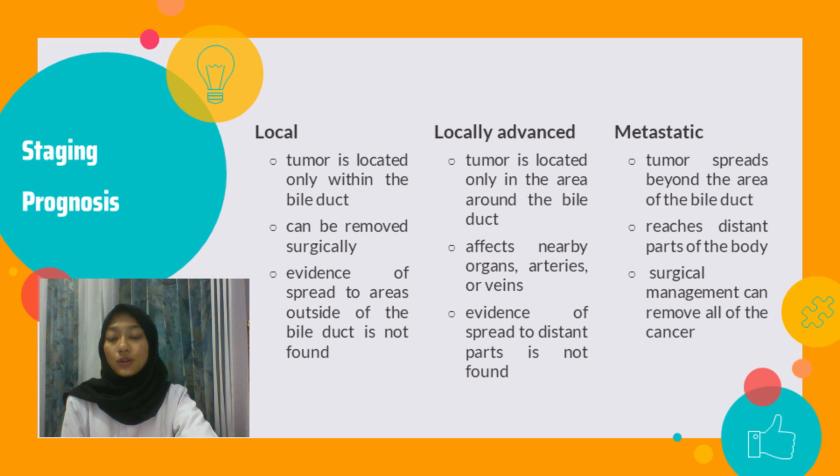Principally, it is made based on tumor location and spreading, with the prognosis as follows. The first one is local stage, which means the tumor is located only within the bile duct and can be removed surgically. Evidence of spread to areas outside the bile duct is not found. The second one is locally advanced stage, which means the tumor is located only in the area around the bile duct. However, it affects nearby organs, arteries, or veins. Evidence of spread to distant parts is not found. And the last one is metastatic stage, which means the tumor spreads beyond the area of the bile duct and reaches distant parts of the body. Surgical management cannot remove all of the cancer.